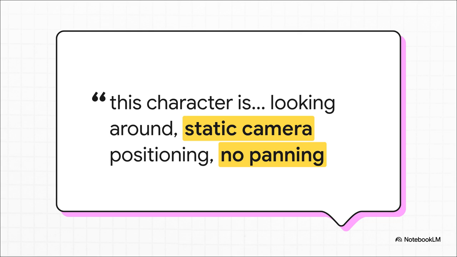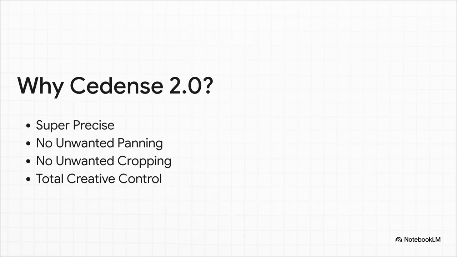Why? Because for a website element, we want a clean, stable animation loop, not some big cinematic shot with distracting camera moves. And that's exactly why we're using Seedance 2.0 for this job. It's incredibly precise. It actually listens to our commands to avoid that unwanted panning or weird cropping, giving us the total control we need for professional web animations.